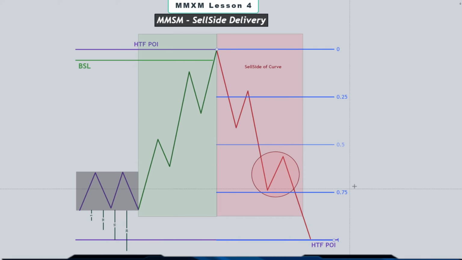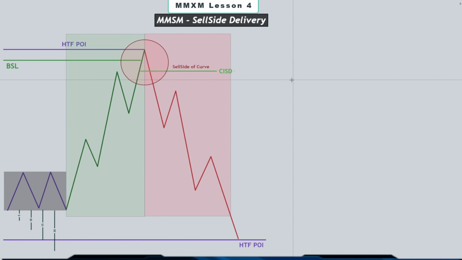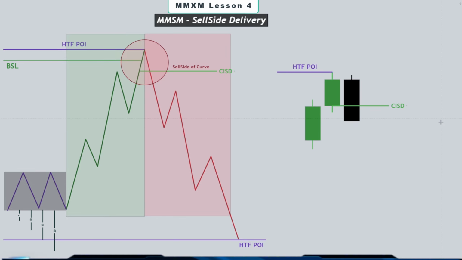Okay, we can reverse all of this for the buy side of the market maker buy model. So we now have our manipulation leg, which has run the buy side liquidity and reached our higher time frame point of interest, or the level that we anticipated during the buy side of the curve. And we are now looking for a change in state of delivery confirmed by a displacement as a fair value gap. So this change in state of delivery will look something like this, and price has now initiated the sell program.